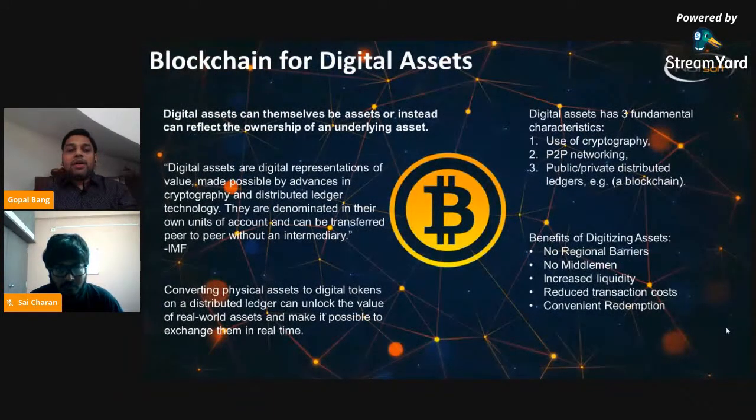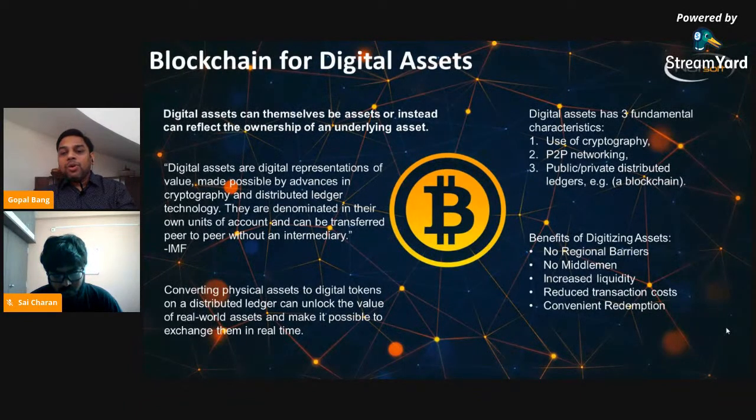Yeah, so this is the third use of blockchain which we generally look for. There are different types of digital assets which are getting created these days. First of all, defining what digital assets are. Digital assets are digital representatives of value made possible by advancing cryptography and distributed ledger technology. They are denominated in their own units of account and can be transferred from peer to peer.